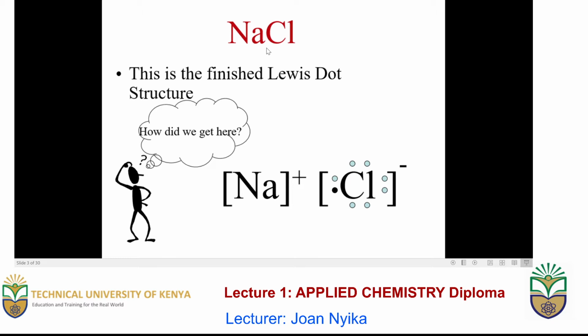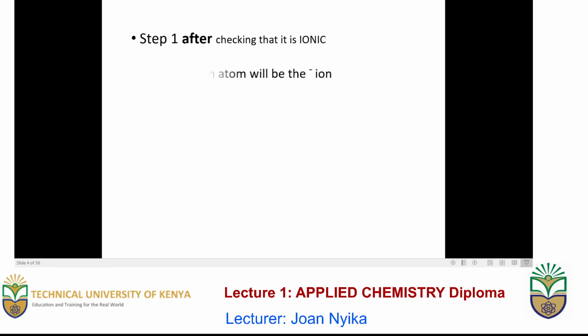So how is it that we represent these in the Lewis dot structure? This is a case of sodium. This is the Lewis structure of sodium chloride, where you see the sodium has lost one of its electrons to become a cation with a positive charge of 1, and it has transferred it to chlorine to get an octet state, where it has a negative charge of 1. But how did we get there? We need to understand how we got there.